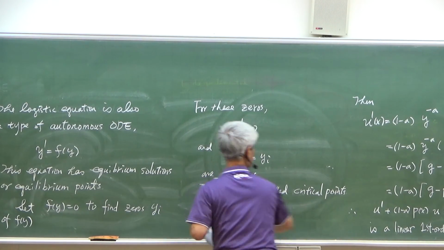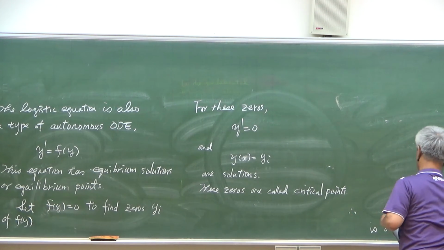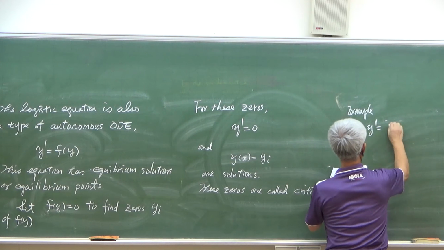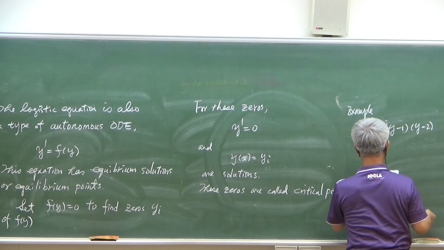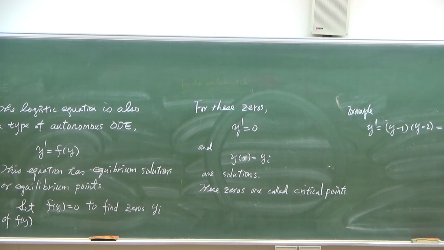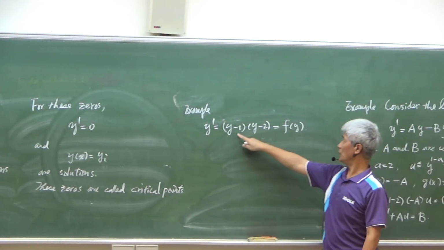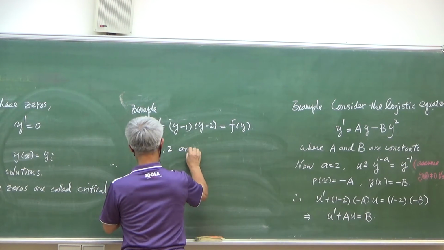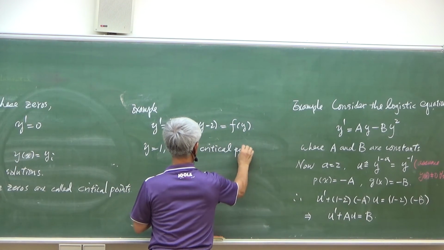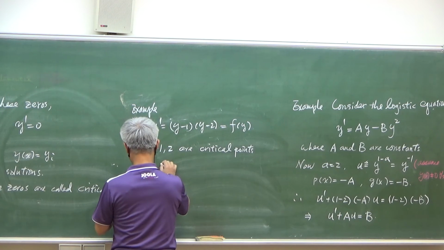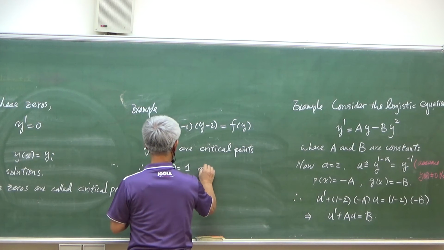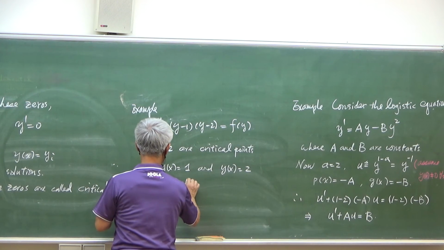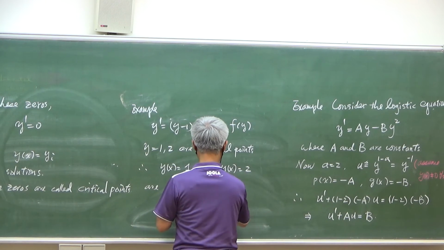So an example here. Y prime is equal to f of y. Suppose f of y is a polynomial and can be factorized into y minus 1 and y minus 2. So y equal to 1, 2 are critical points. So that's y of x equal to 1, and y of x equal to 2, are equilibrium solutions.